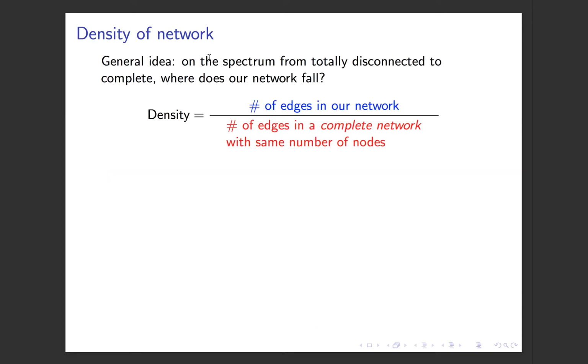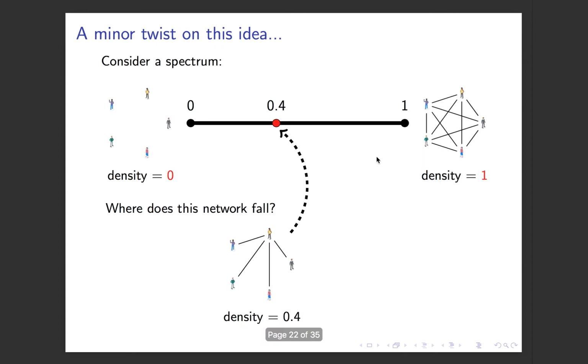Here's the general idea. The question we're trying to answer is, on the spectrum from totally disconnected to complete, where does our particular network fall? So that we can compare networks with different numbers of nodes, we define this metric called density, where we count up the actual number of edges in our network, and then we divide by the maximum number of edges that would appear in a complete network with the same number of nodes. The nice part about this metric is it will always fall in between 0 and 1. So this way we can compare our edge density between networks with different numbers of nodes, or different orders.